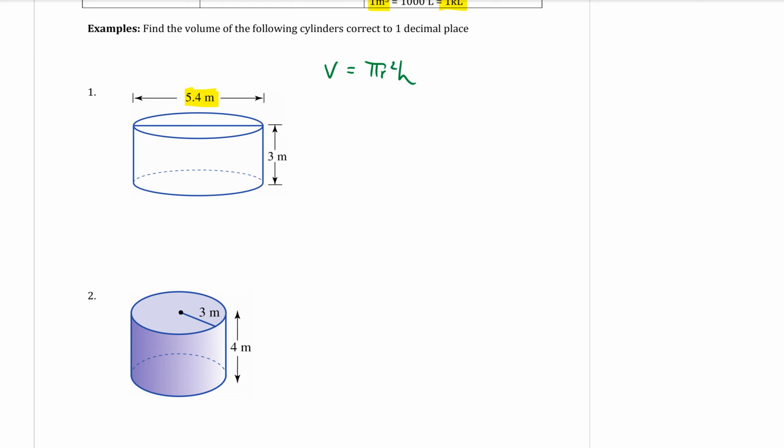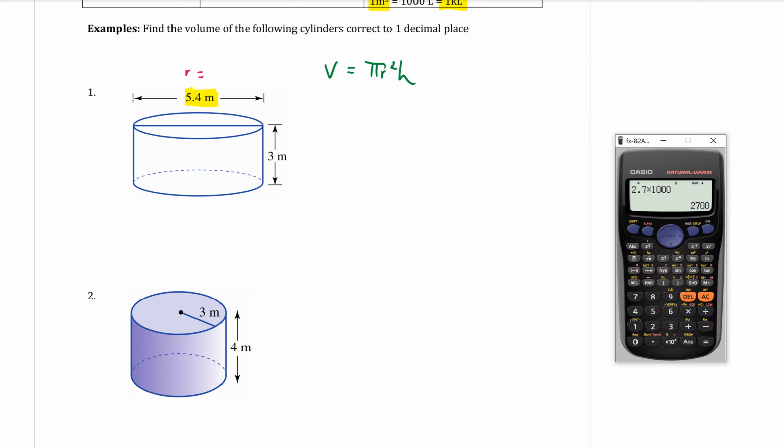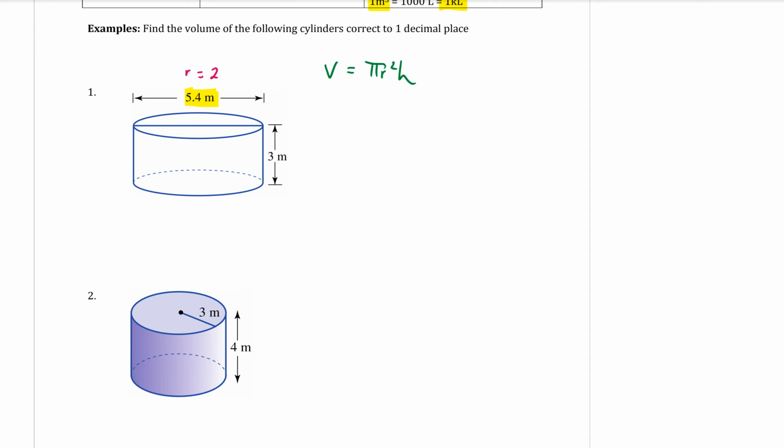5.4, is that a radius? No, it's a diameter. The radius would actually be half of that. So let's, on our calculator, type in the 5.4. If I divide that by 2, it means the radius is actually 2.7. So just be careful of that before you start subbing things into your formula.